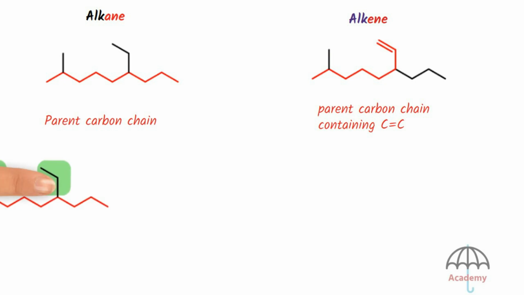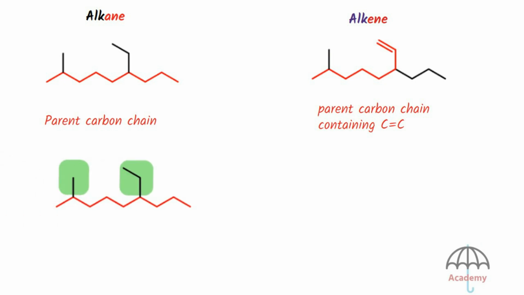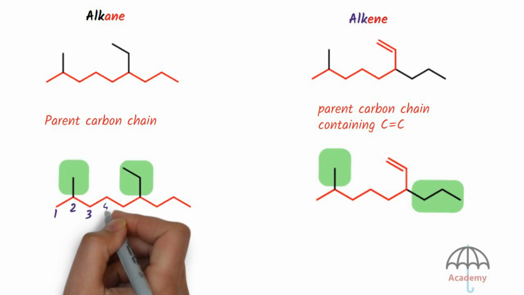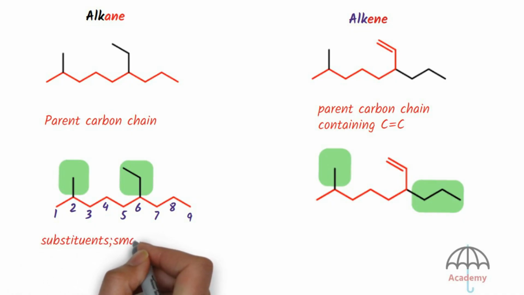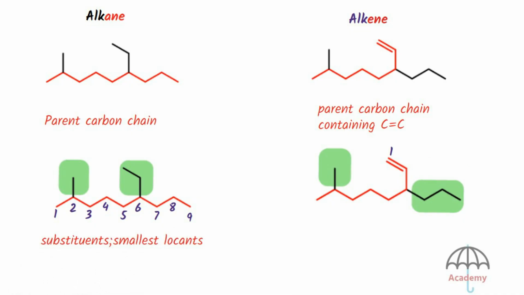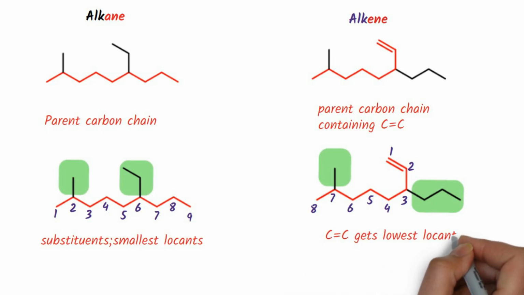In the next step, we identify the substituents. The two substituents present are highlighted in green. Likewise, in the case of the alkene, the substituents are highlighted in green. In the case of alkanes, we number the parent carbon chain so that substituents get the lowest locant sum. In alkenes, we number the parent chain so that the carbon-carbon double bond gets the lowest locant.